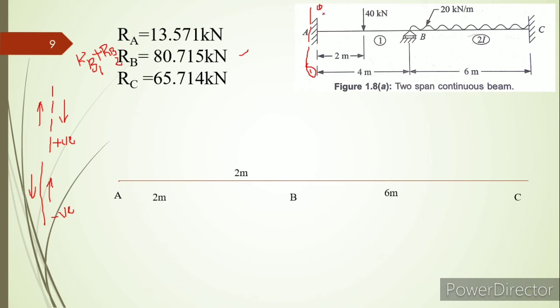So next, consider the section just to the right of support A. Just to the right of support A, this is section 2-2.